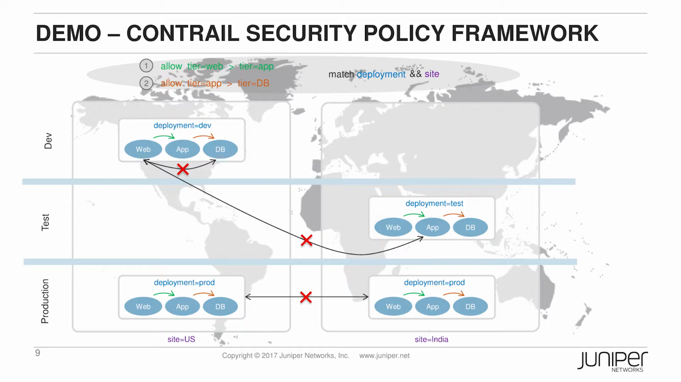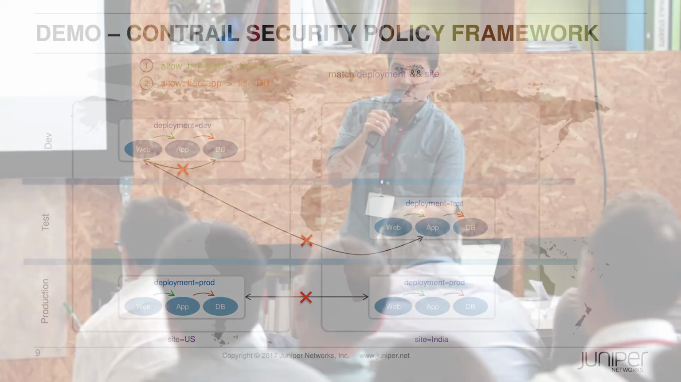But we want to allow the communication only between the web tier and the app tier, and between the app tier and the DB tier, but we don't want to allow communication between the web tier and the database tier. We only want to allow communication between web tier and app tier inside the same site and inside the same deployment. So, for example, inter-deployment is forbidden, and inter-site, even for the same deployment, production, is forbidden too. So it's very common.